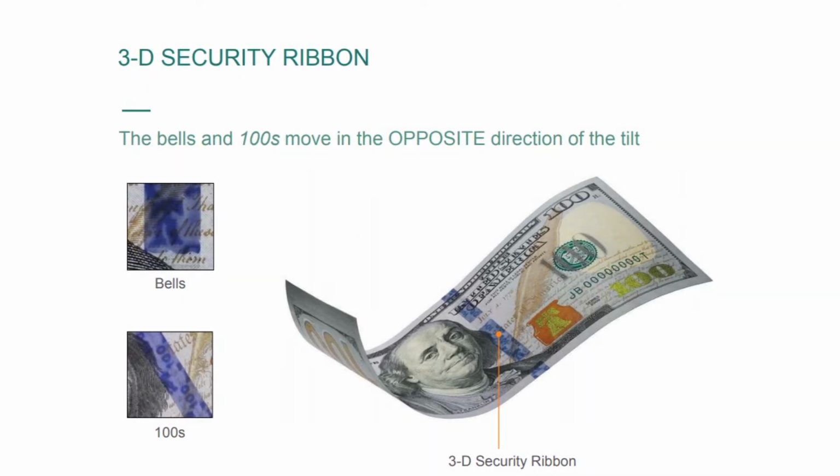The $100 notes have a special 3D security ribbon, which is the purple thing that runs across the middle of the note. The bells that are printed into that ribbon will actually change direction as you shift the note.